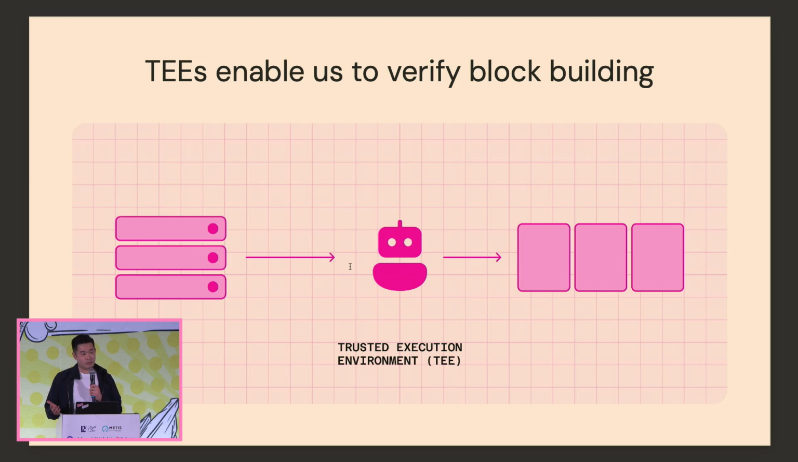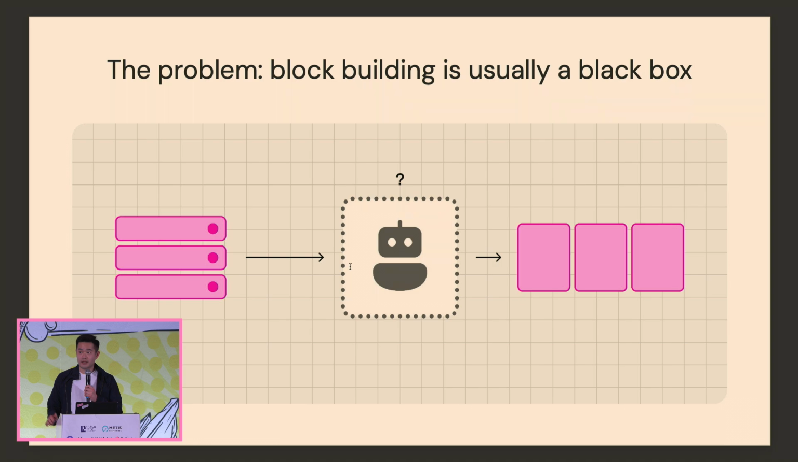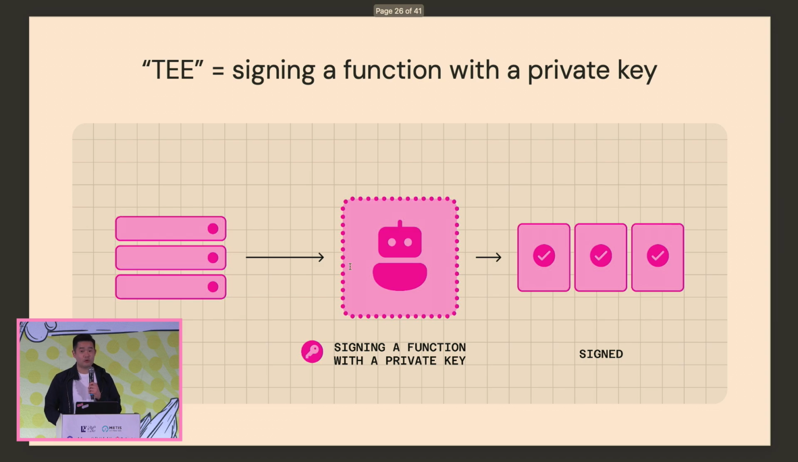Essentially, in the traditional system, we have transactions on the left that come into the block builder, and then we see blocks emerge. But the problem is that normally block building is a black box. We see the transactions that come in, and we see the blocks that come out, but we don't know what's actually happening in the block builder, in the robot. But this is a solvable problem. And if you work on blockchains, you solve this problem every single day.